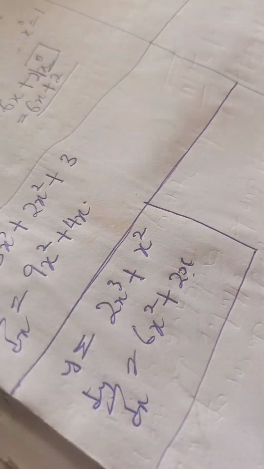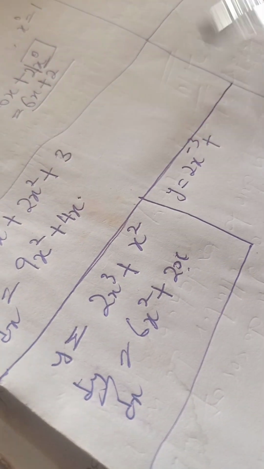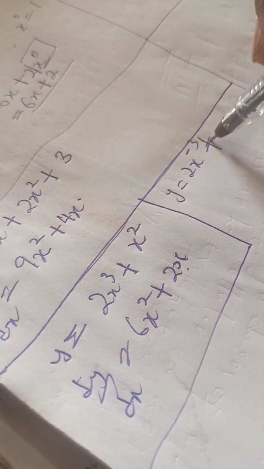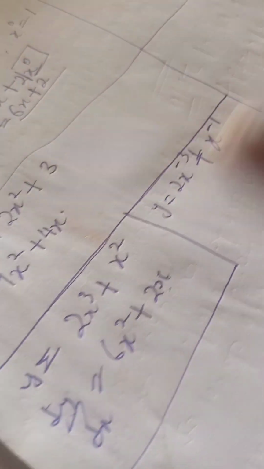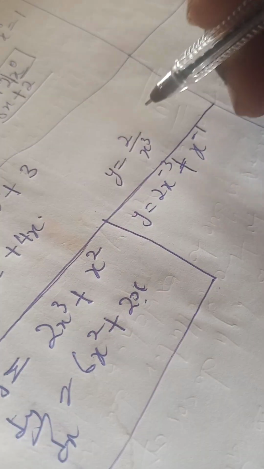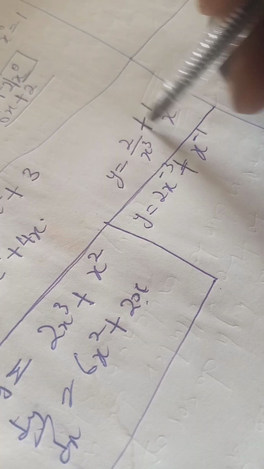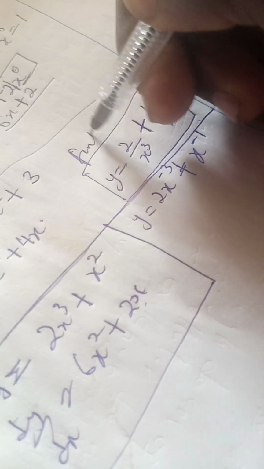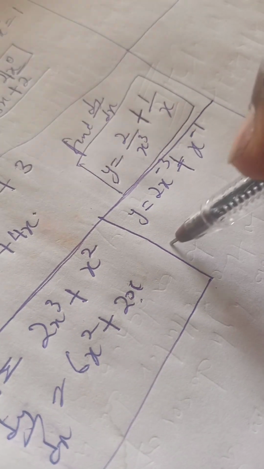Then there are some situations, like let's say you have y is equal to 2x raised to power minus 3 plus x raised to power minus 1. On a normal note, the question will not come like this. The question will come as, let's say, y is equal to 2 over x cubed plus 1 over x. This is how the question will come. So they say to find dy/dx. In such a situation, you still use the same principle we've explained already.